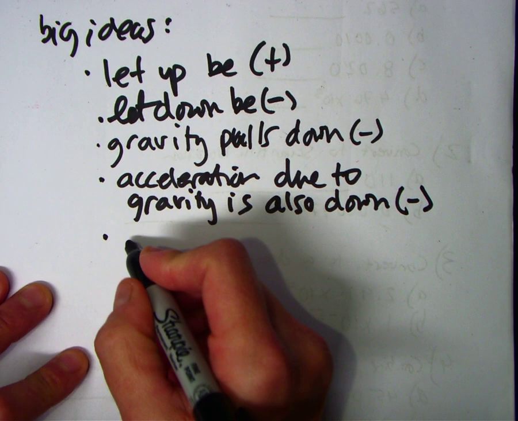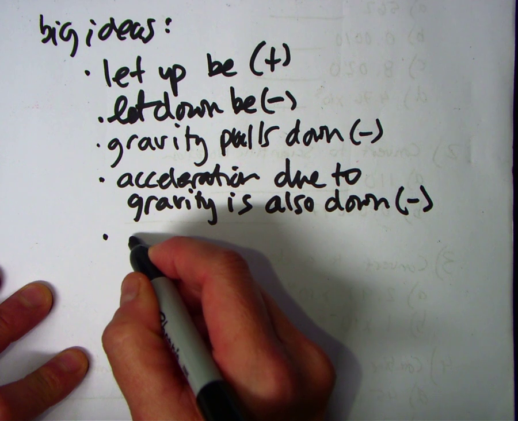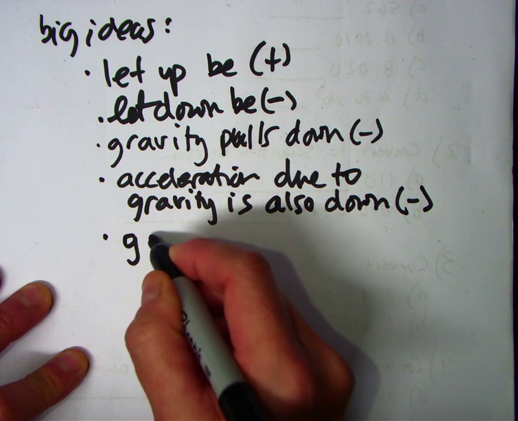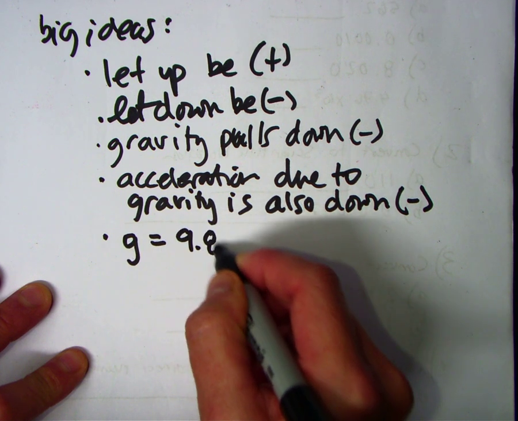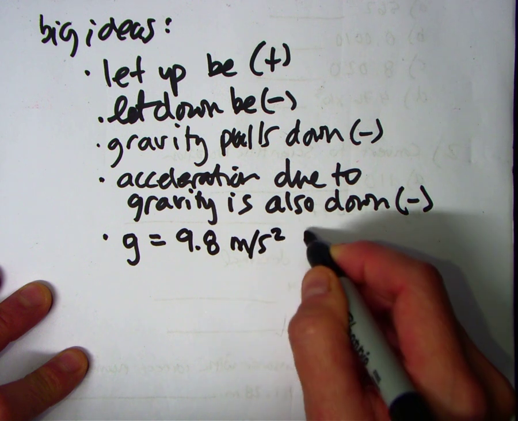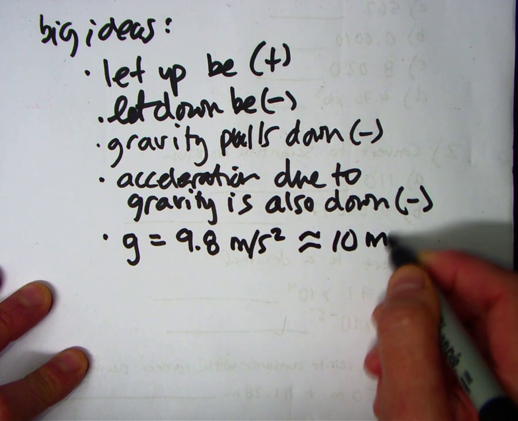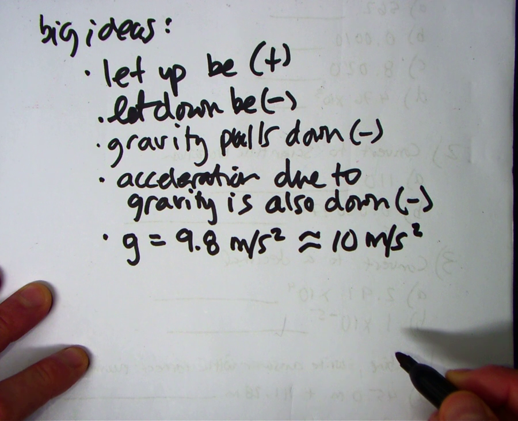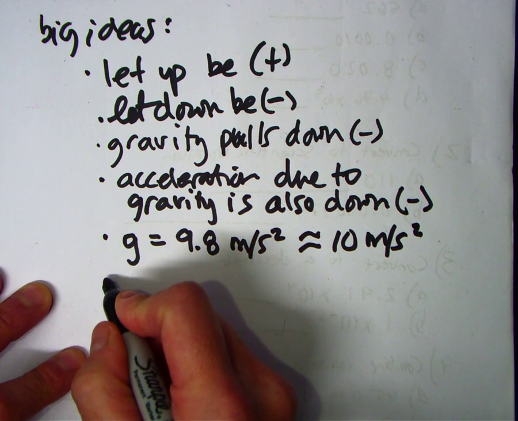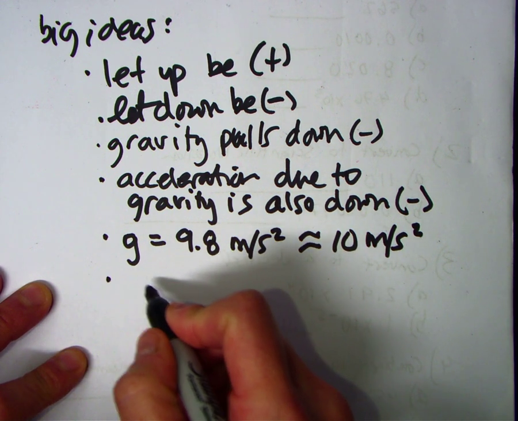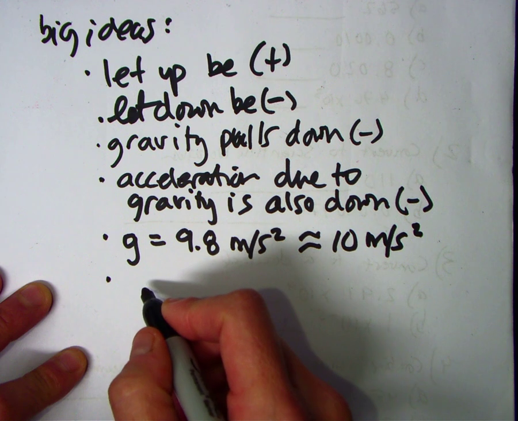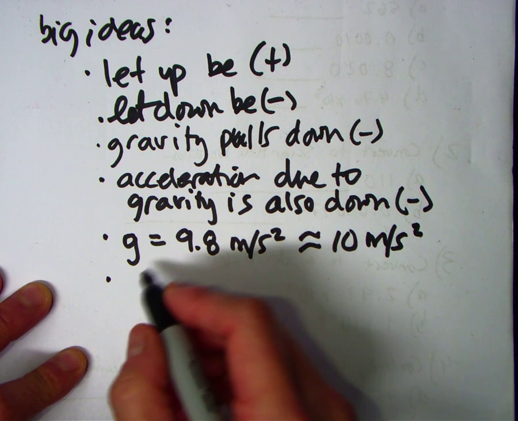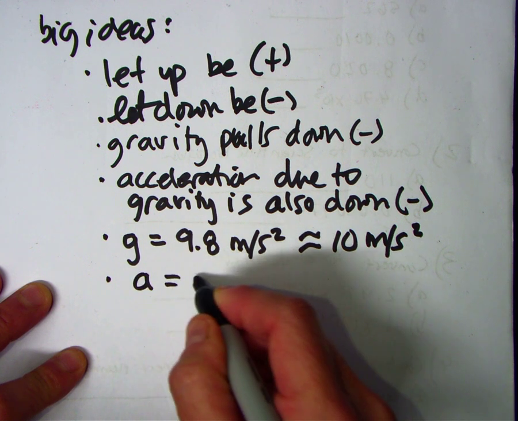Okay, now the value of that near the surface of the Earth, we call that g, and it has a value of 9.8 meters per second squared, which oftentimes we round to 10 to make our math a little bit easier. So here in our examples, since we're calling the downward direction negative and gravity pulls down, then our acceleration is going to be negative g.